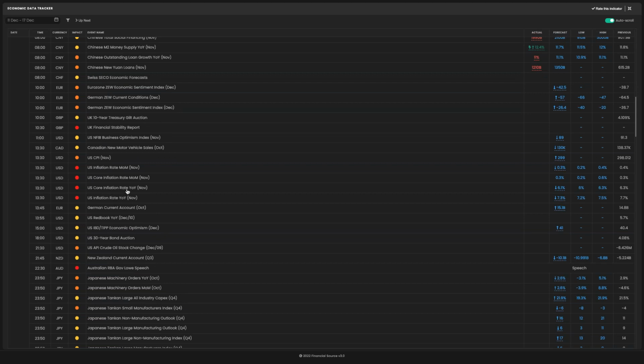Now, the core inflation rate is expected to fall from 6.3 to 6.1, and 7.3 from 7.7 for the headline. Often the PPI print can give an indication of what's coming for the core inflation print, the CPI. And the PPI print was hot last week. So what that means is I'm expecting a hot number. If we get a hot number, all it's going to do is increase expectations for the Federal Reserve.